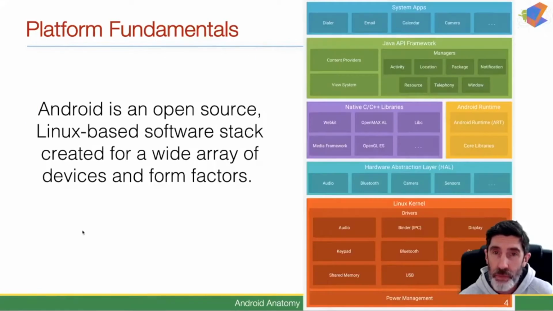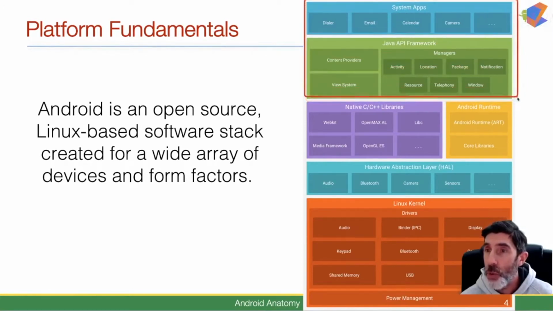So to begin with, to have a quick look at the platform fundamentals. Android is an open source Linux-based software stack created for a wide array of devices and form factors, all different kinds of devices, different sizes of devices. So if we have a quick look at the different kind of layers that are within it, okay? So we have our system apps layers at the top. We will have the Java API framework. So generally you as a developer will be working with these two layers mainly, okay?